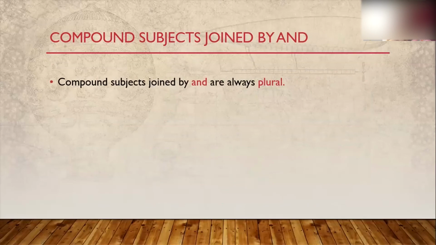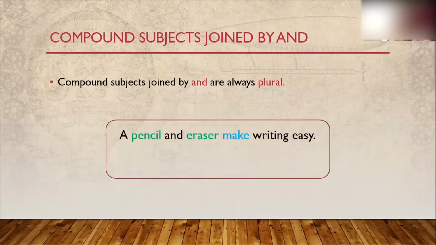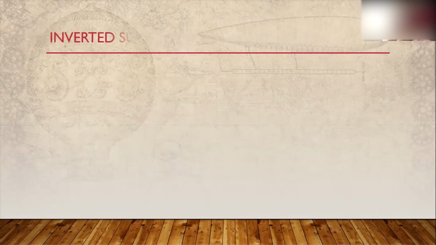Now, further moving on, we discuss compound subjects joined by and. Compound subjects joined by and are always plural. For example, a pencil and eraser make writing easy. In this example, pencil and eraser are joined by and. So the verb used here is plural because the subject used here is plural.